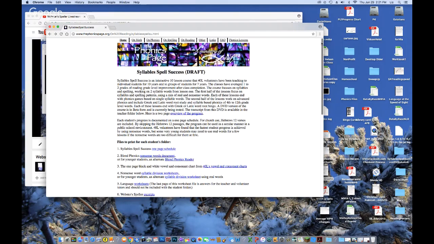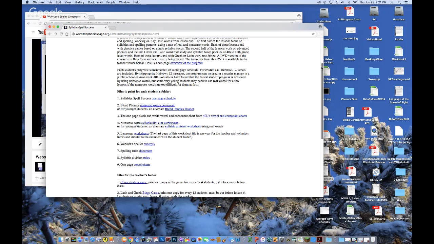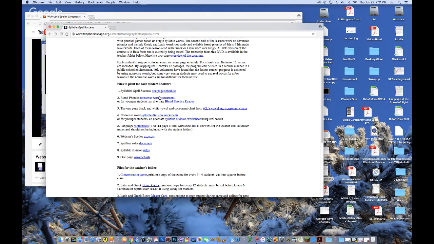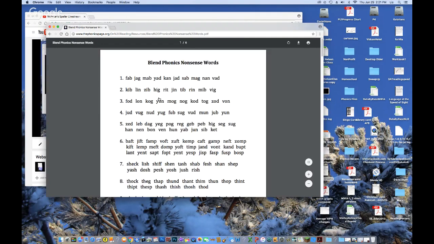And on here are also the fun games, and it shows a short version of Blend Phonics, which I like for remedial students. Instead of the whole thing, it's called the Blend Phonics Nonsense Words document. So it's a lot harder for them to guess if it's a nonsense word. Of my hundreds of students, I've only had one try to guess a nonsense word, and he was that 4th grade boy that I showed that ended up taking the class twice.